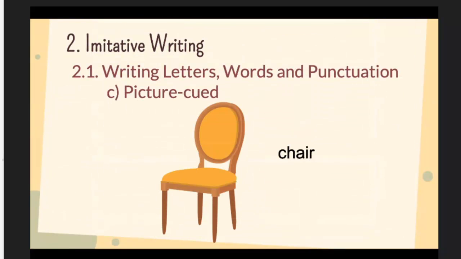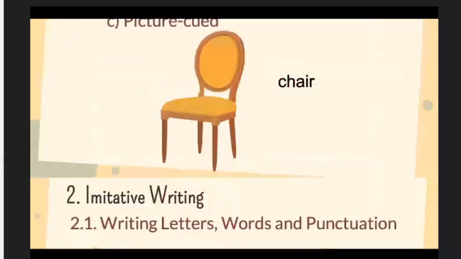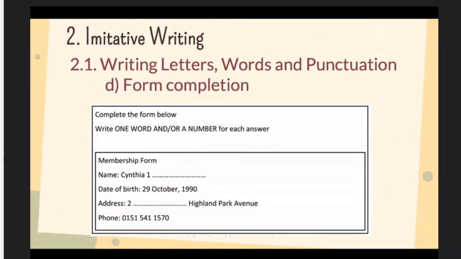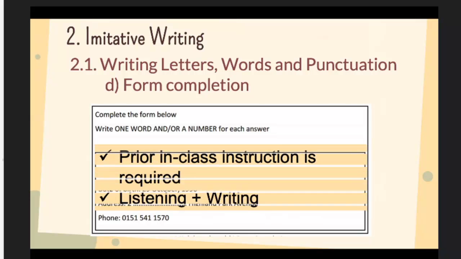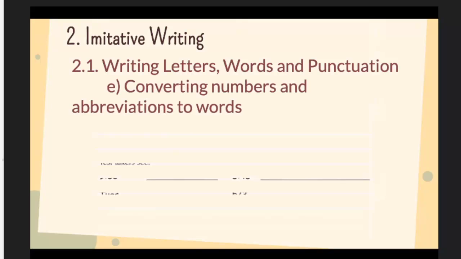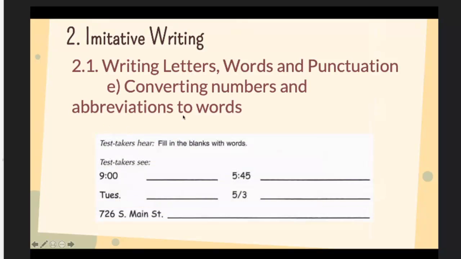Number 3, picture cue card, very easy. Number 4, form completion. This is similar to IELTS listening, section 1. Number 5, converting numbers and abbreviations to words to check writing, but actually it's more related to reading. And it's inauthentic because in real life, we don't actually write out Tuesday. We use Tue to make it faster. Yeah.